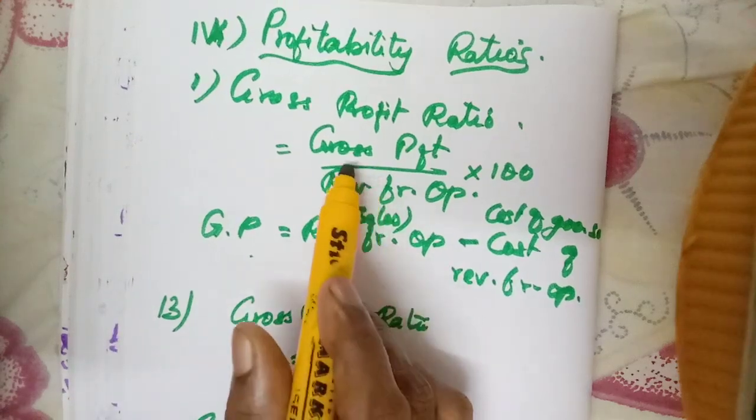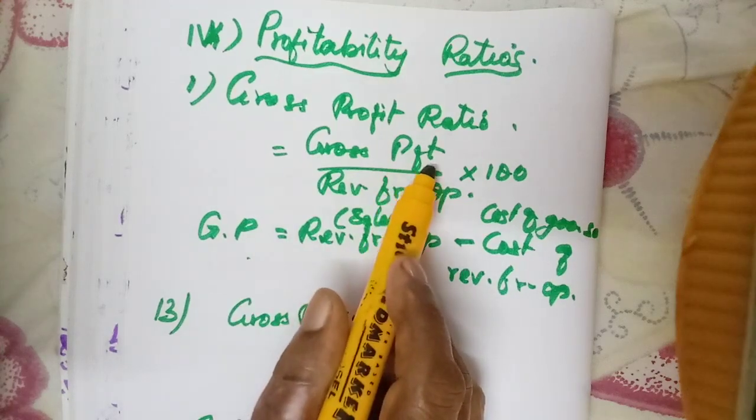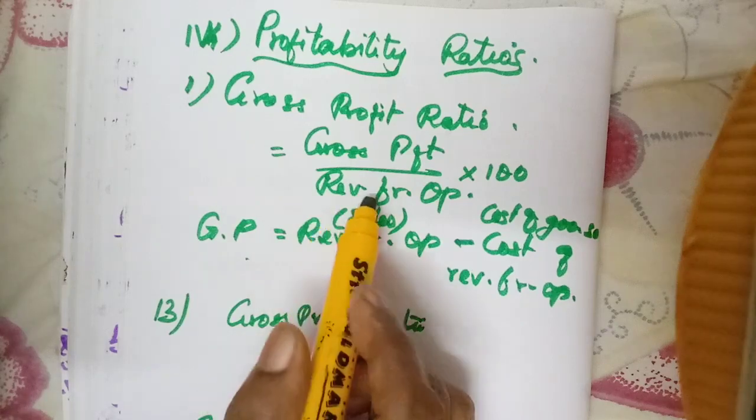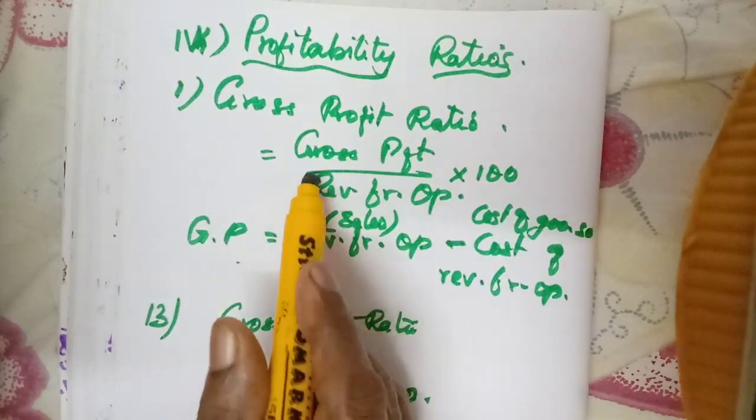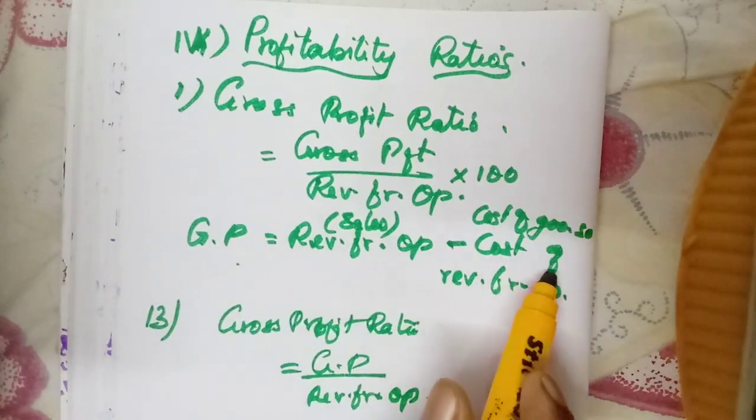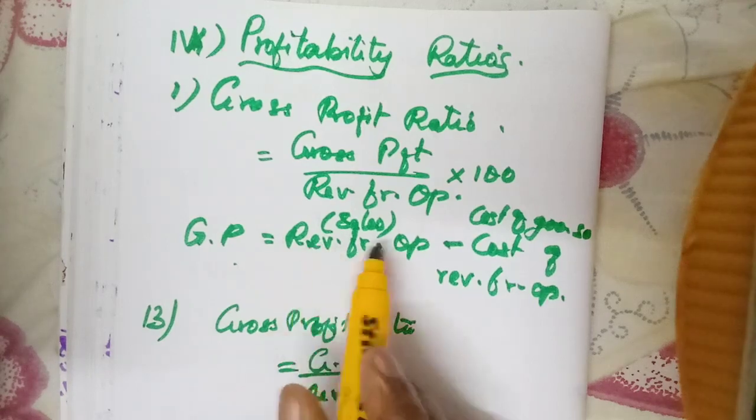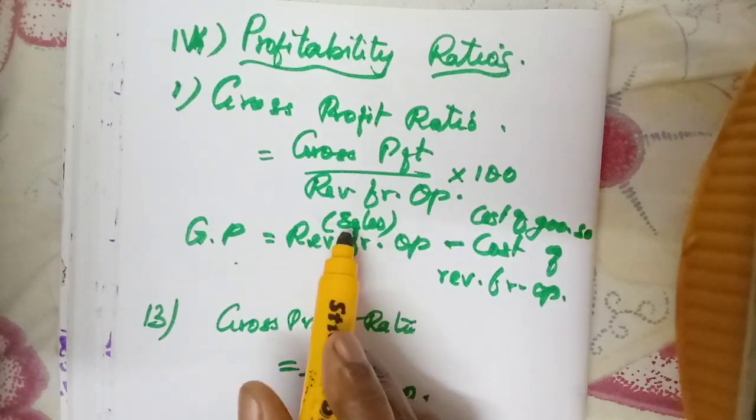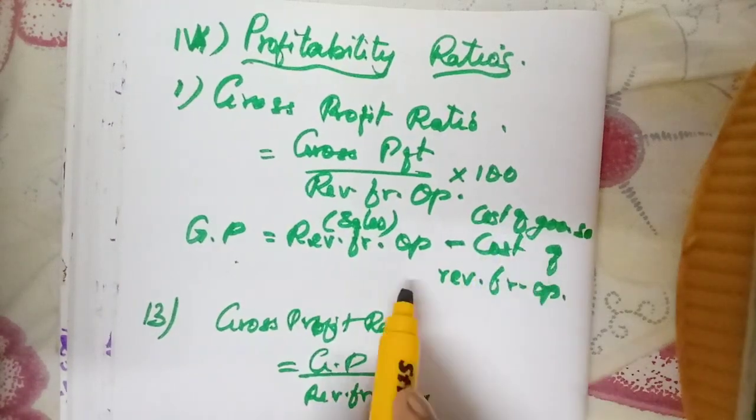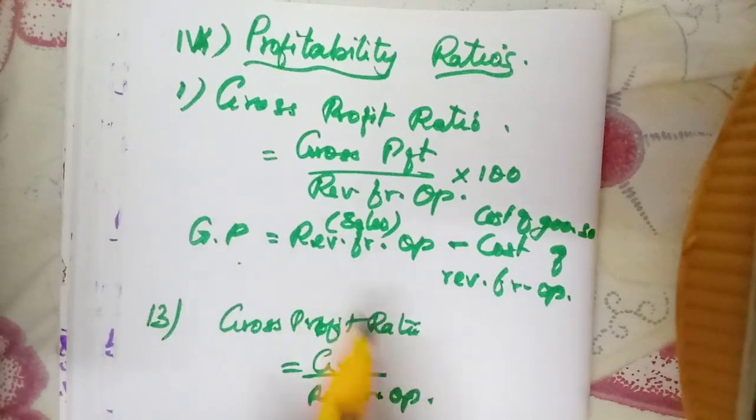So now, gross profit divided by revenue from operation into 100. If they have given the gross profit, it is okay. But if it is not given, what do we have to do? We need to calculate. Gross profit can be calculated by deducting the cost of revenue from operation from the revenue from operation. Nothing to worry. Revenue from operation means sales. Cost of revenue from operation means cost of goods sold. So from the sales, if we deduct the cost of goods sold, we will get the gross profit.